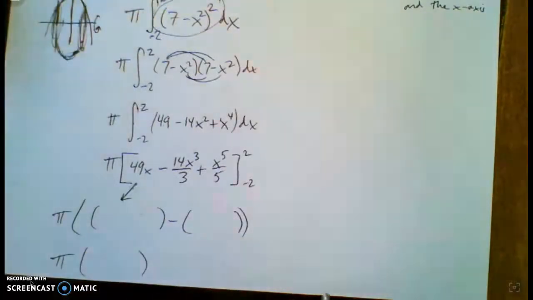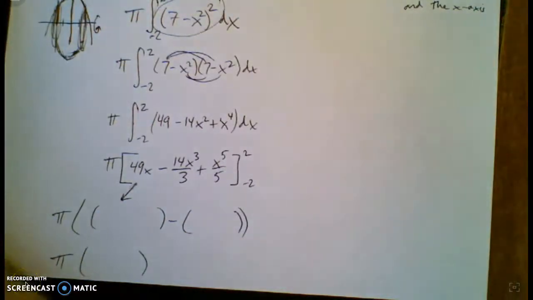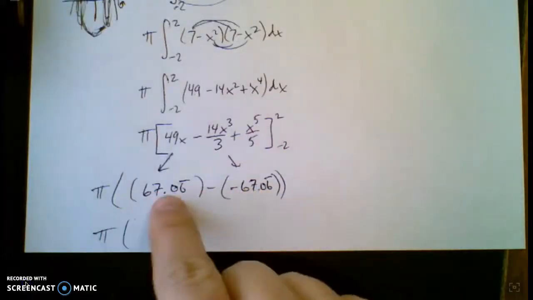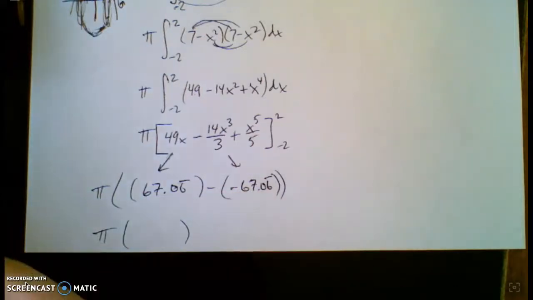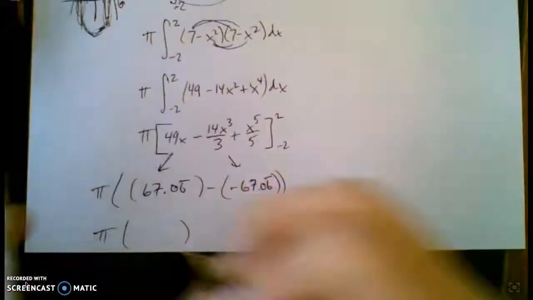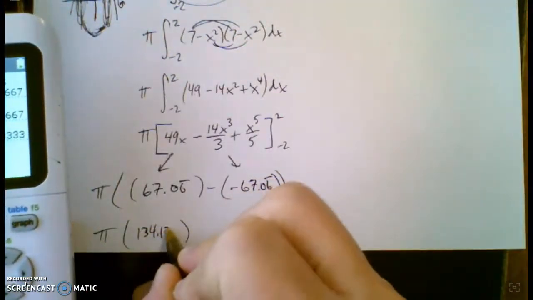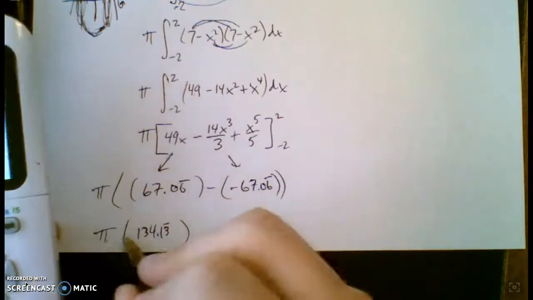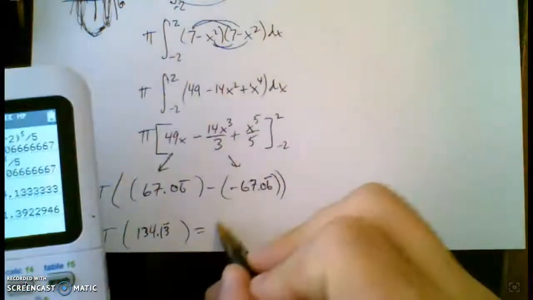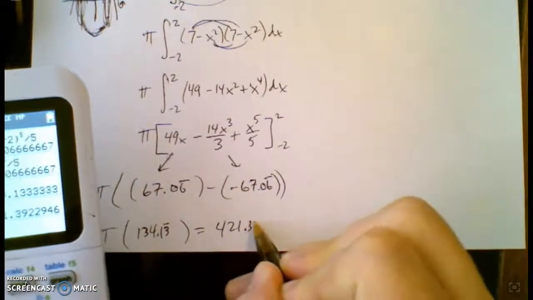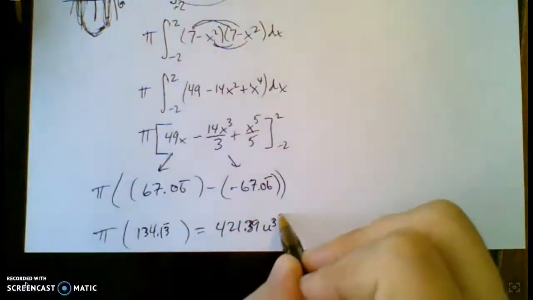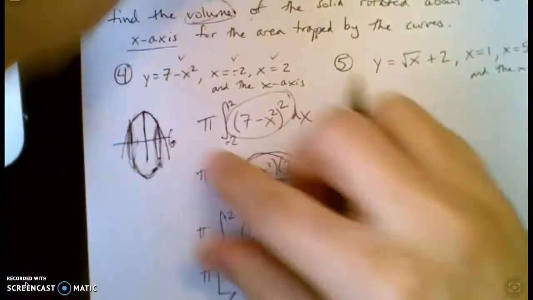Okay. So let me pause this, do some of the math behind the scenes, and then take a look at it. Okay, so then you got a 67.06 repeating and a negative, but it's minus a negative. So really, it's just that last answer times 2. And that's 134.13 repeating times pi. Don't forget the times pi at the very end. And you get a volume of 421.39 units cubed.